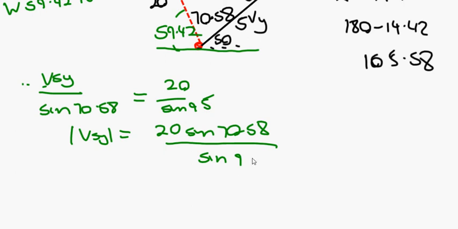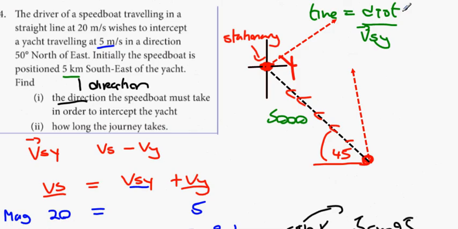What we get here is 20 sine 70.58 divided by sine 95, and we get 18.93. So the relative velocity equals 18.93, and this 18.93 has to divide into the 5,000. So 5,000 divided by 18.93, and what we get here is a time of 264 seconds. So 264.13 seconds.